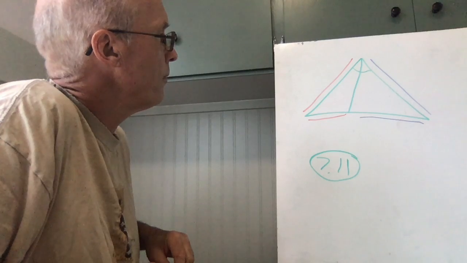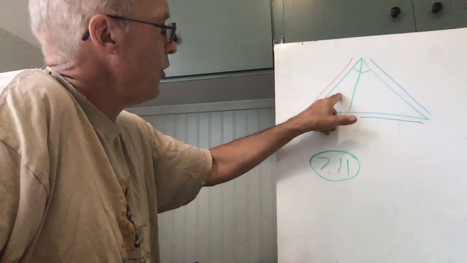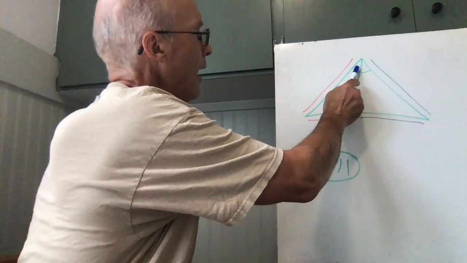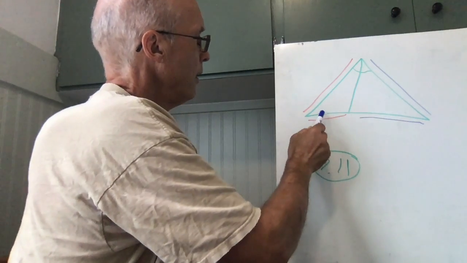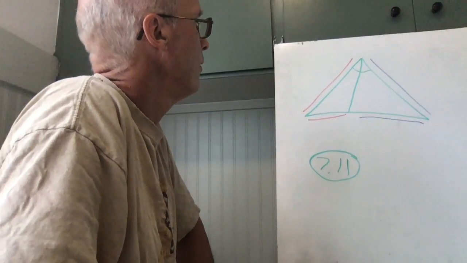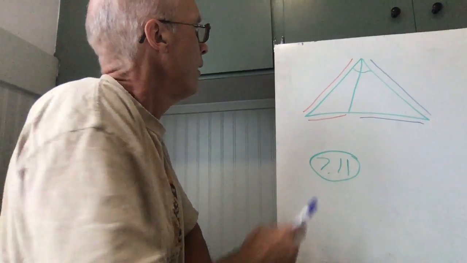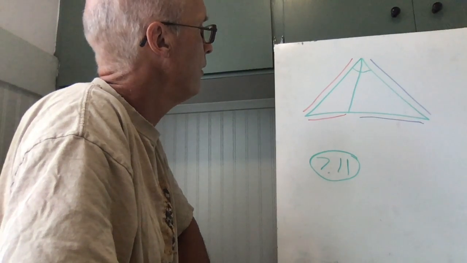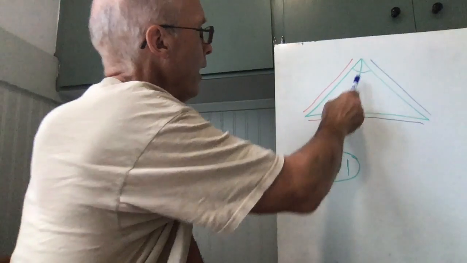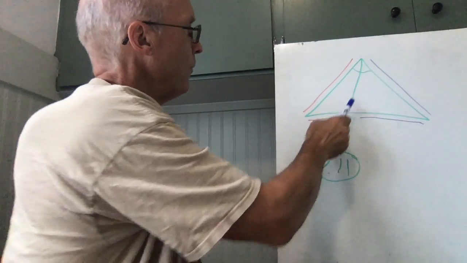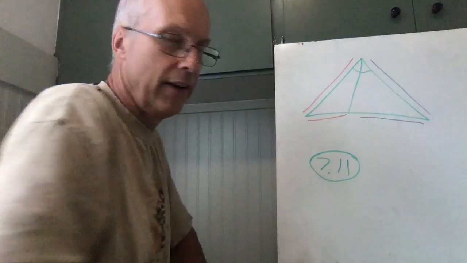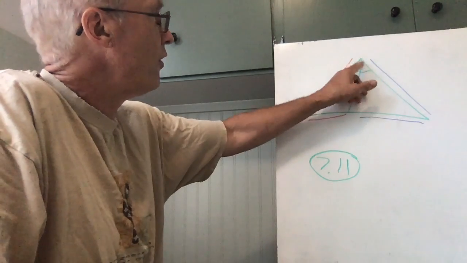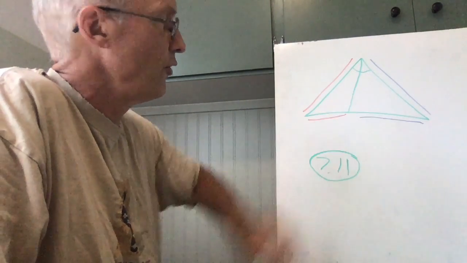But we can prove that this triangle is similar to that triangle, right? That angle is going to be the same as that. That side is going to be similar to that side. And that side is the same. So we've got side, angle, side. Anyway, 7.11 just says that an angle bisector splits the two triangles into two similar triangles.